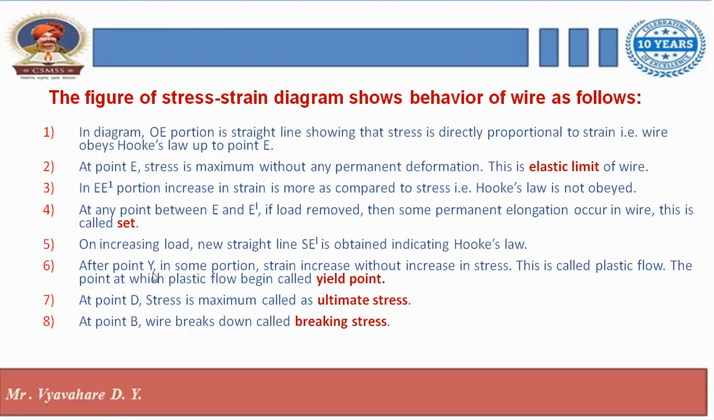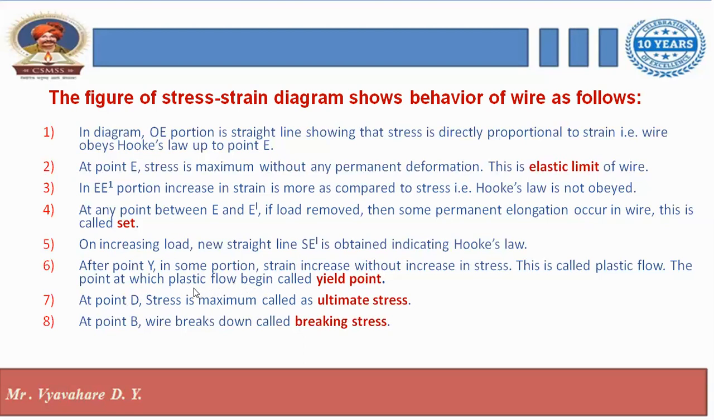Next, that is point Y. In some portion, strain increases without increasing stress. This is called plastic flow. Then the wire goes through plastic flow. The point at which plastic flow begins is called the yield point.